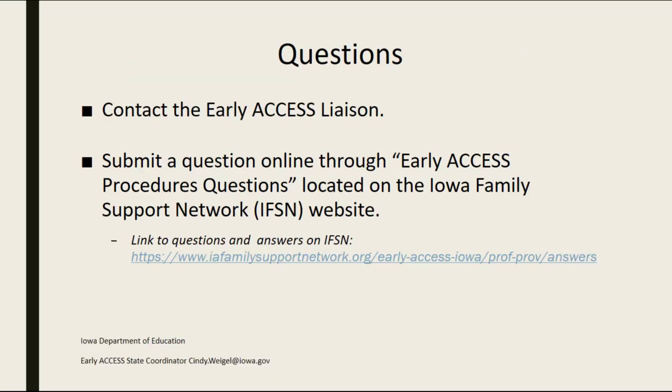If you have questions regarding final exit codes, contact the Early Access Liaison within your area education agency or the Child Health Specialty Clinic Early Access Program Manager. If you have any other questions related to Section 19, Final Exit, or questions on any other section of the Early Access Procedures Manual, you may submit a question online through the Early Access Procedures question button that is located on the Iowa Family Support Network website.